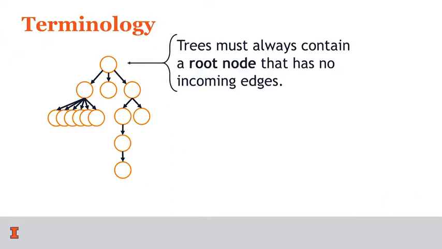So a tree must always contain a single root node, and the root node must have no incoming edges. So the topmost node of the tree, as we draw it, has nothing coming into it. All it has is nodes going out of it, and every tree must contain a single root. So there's only one node that has no incoming edges, and that node must be the root.